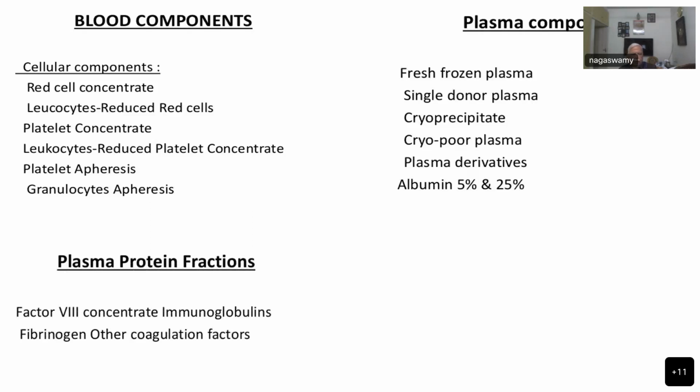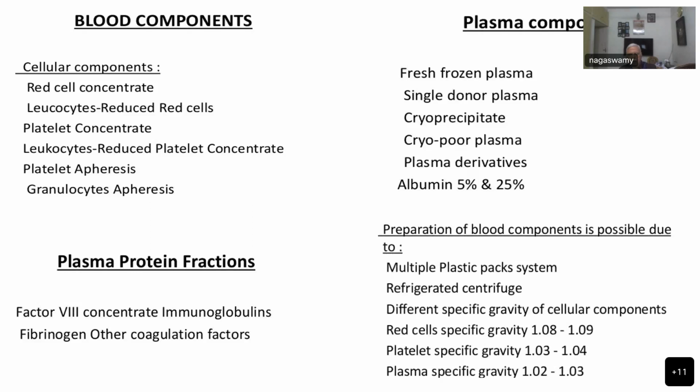Then there are plasma protein fractions, like factor 8 concentrate and immunoglobulins, which are sometimes the IV immunoglobulins we use for some neurological problems, so that may be of use. Fibrinogen and other coagulation factors are also separated, especially as I told in DIC, we have to have a minimum fibrinogen concentration for adequate clotting.